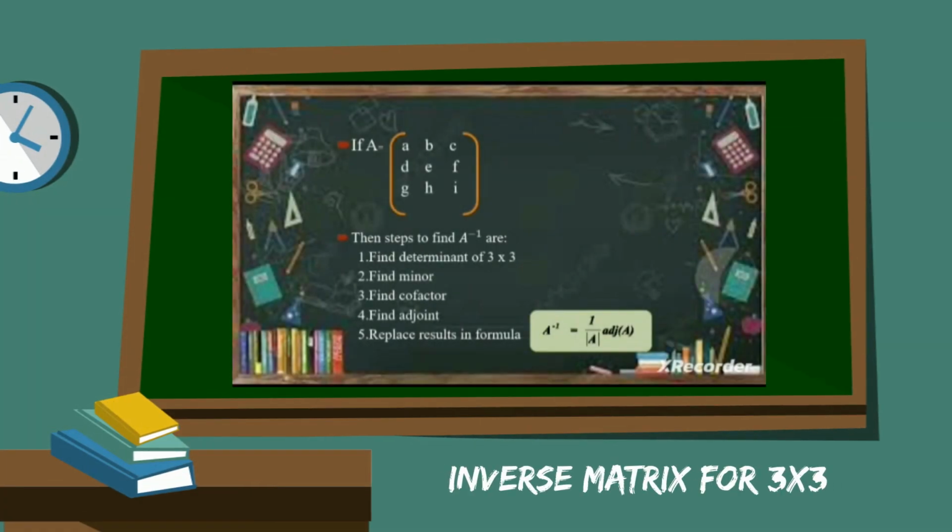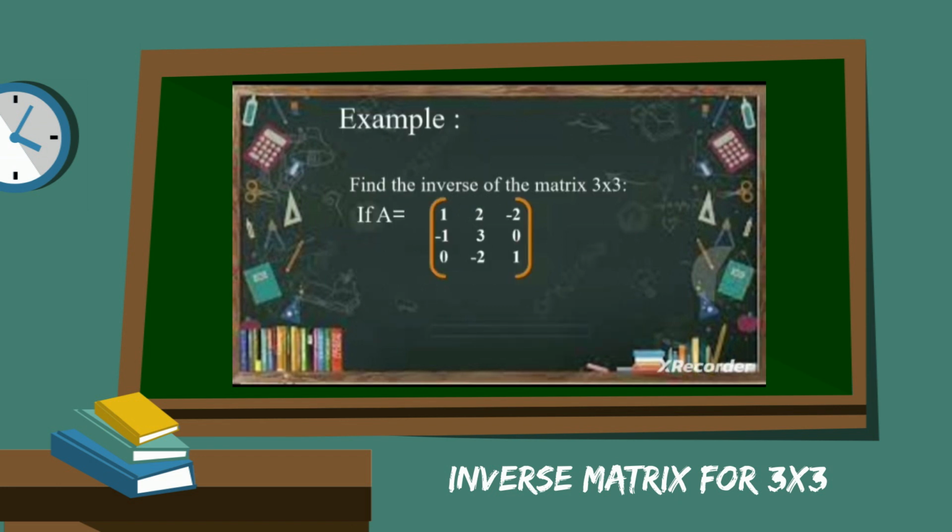As you can see, here is the 3 by 3 matrix. There are a few steps to find the A inverse. The first is to find the determinant of the 3 by 3. The second step is find the minor. The third step is find the cofactor. The next step is find the adjoint. And the last step is replace the result in the formula. Okay, let's look at one example.